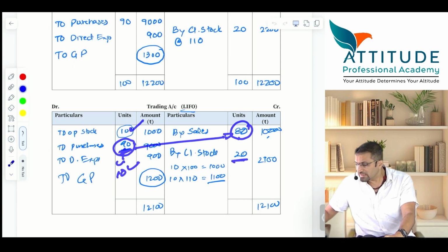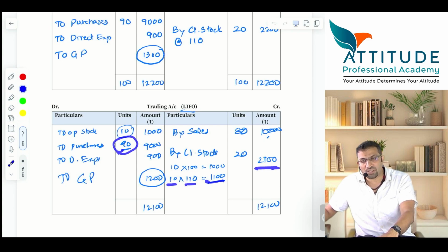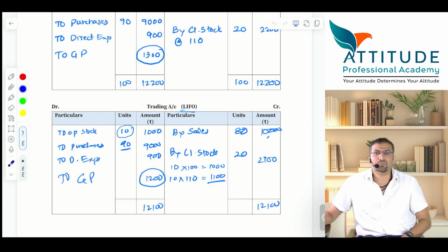Is that clear? Right? So closing stock includes opening stock also, which is valued at 100, and this 10 which is out of this 90 is valued at 110. Then the value of closing stock will be 2100. In that case the GP will be 1200. So it depends on the valuation principle also. Closing stock is a valuation. Is that clear? It is valued at cost or NRV, whichever is lower. There are various methods. One is FIFO, another is what? LIFO. Up till here, is that clear?